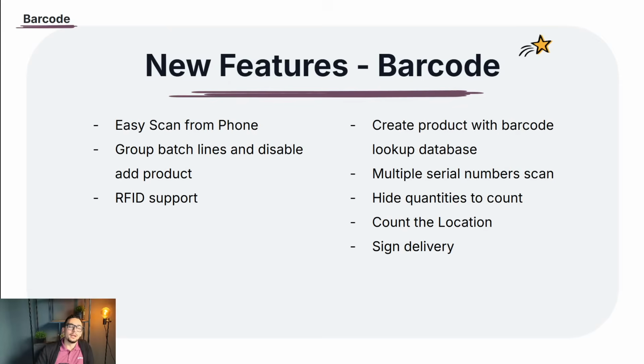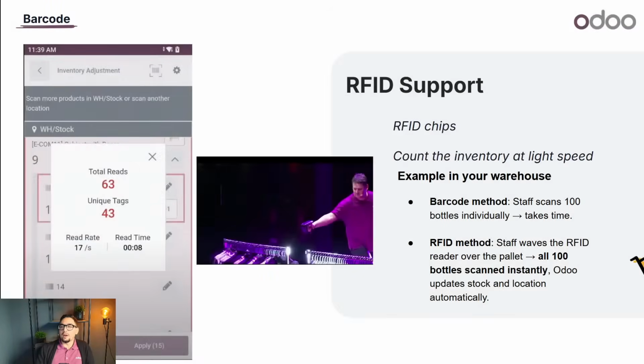So for the barcode module, we have a bunch of new features. The first feature is RFID support. So basically, RFID chips, inside barcode scanners, allow us to count the inventory at light speed. So for example, let's say I'm using a regular barcode scanner. The staff will scan 100 bottles individually. This of course is not efficient and it takes time.